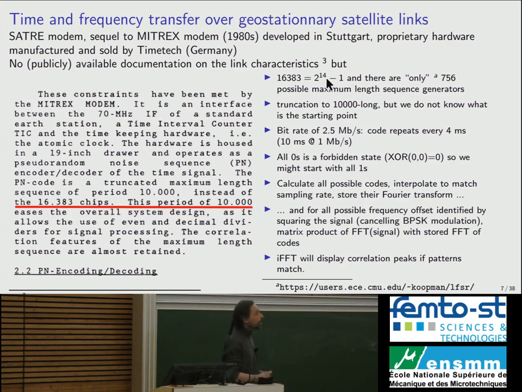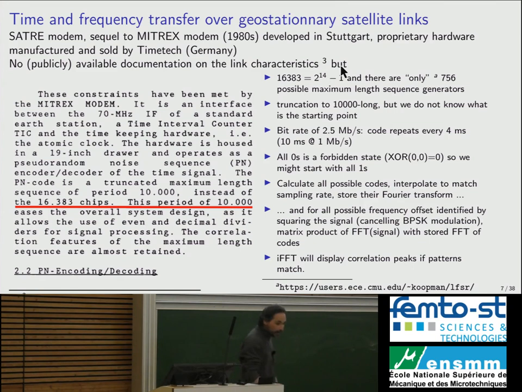Now, the beauty of reverse engineering the SATRE protocol is that there's only 756 possible maximum length pseudo-random sequence generators which are 14 bits long. So actually, we can take a brute force approach and just try all the possible codes on the SATRE received signal. And then we're told that they are 10,000 bits long out of a 16,000. So when do you actually start?